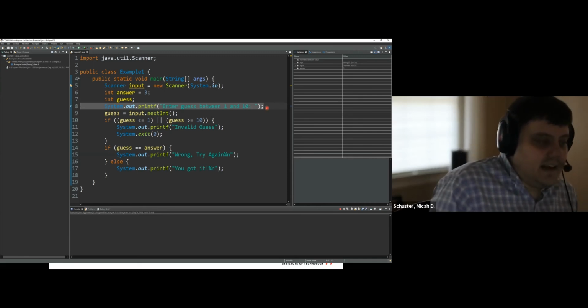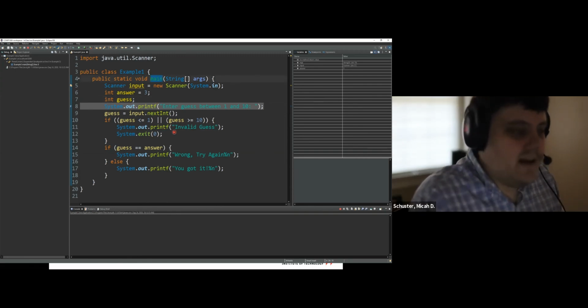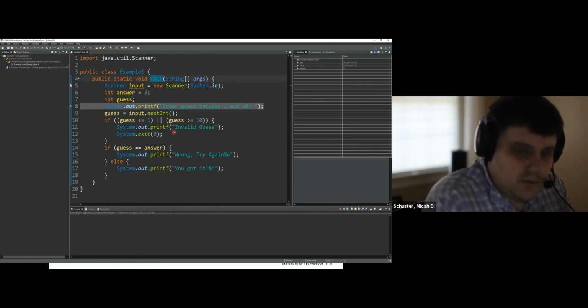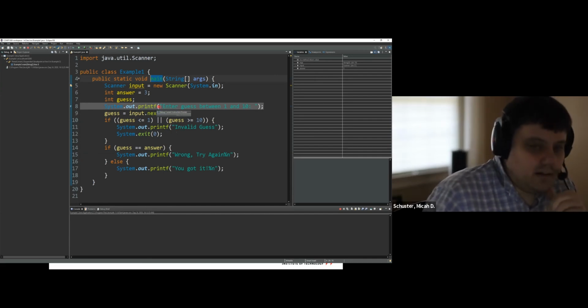This line is highlighted. So even if I click off of that line, the print line here is highlighted. That's where the program is right now. So my program's running, but it's waiting. It's waiting at my breakpoint.